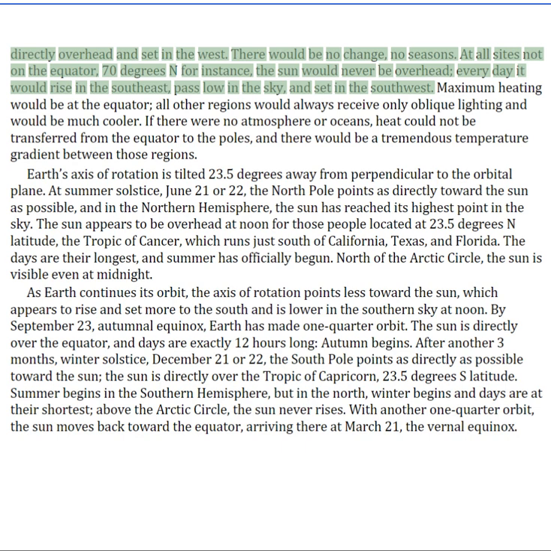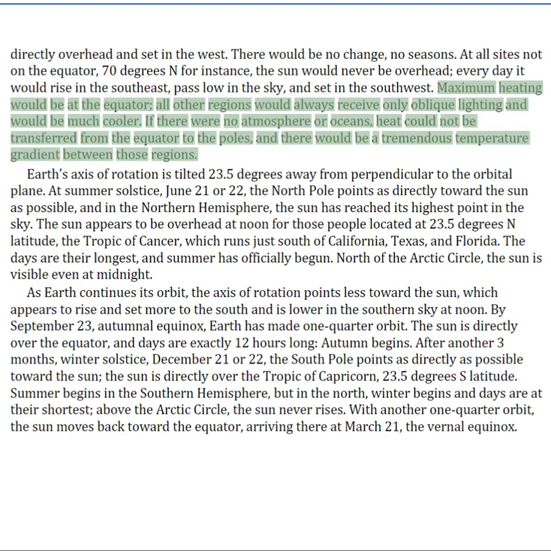At all sites not on the equator, 70 degrees north for instance, the sun would never be overhead. Every day it would rise in the southeast, pass low in the sky, and set in the southwest. Maximum heating would be at the equator. All other regions would always receive only oblique lighting and would be much cooler. If there were no atmosphere or oceans, heat could not be transferred from the equator to the poles, and there would be a tremendous temperature gradient between those regions.